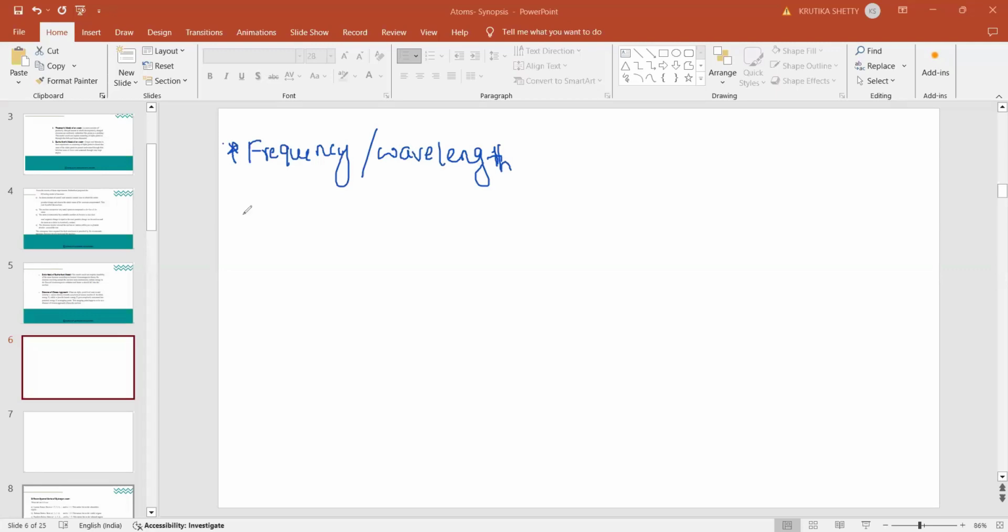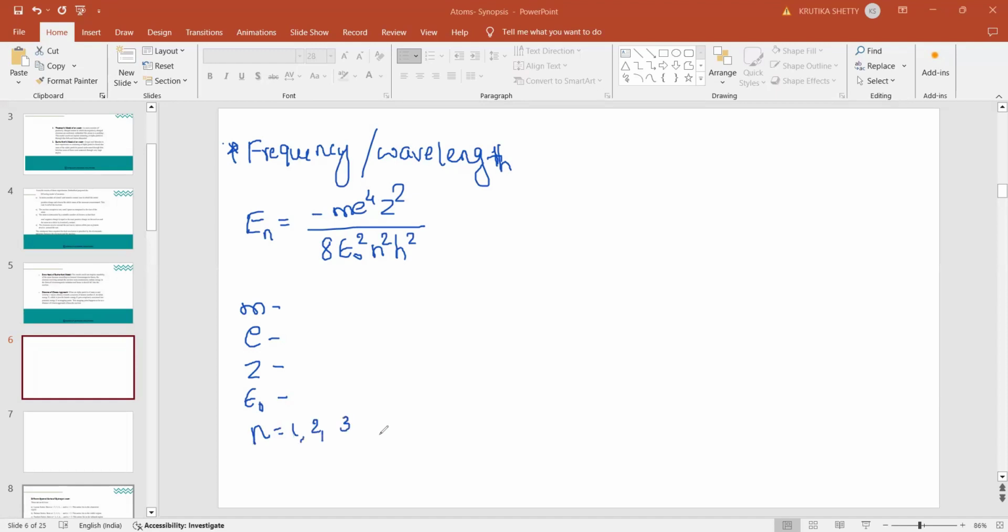So what is the expression for energy? This derivation starts from the expression for the energy. The energy expression is En is equal to minus m into e raised to 4 z square divided by 8 epsilon naught square n square into h square. Here, m is the mass of the electron, e is the charge of the electron, z is the atomic number, epsilon naught is the permittivity, n is an integer 1, 2, 3, the principal quantum number, and h is Planck's constant. You know all these values, right? Okay, so let us see how to do the derivation.